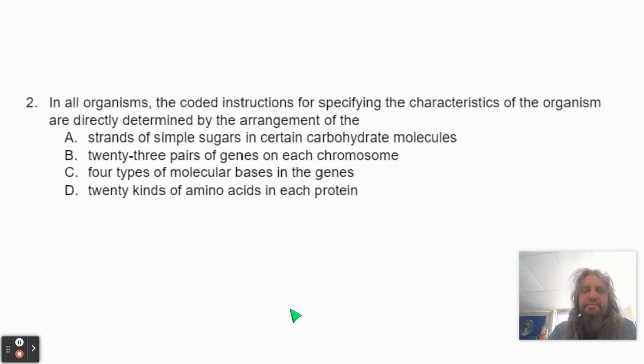Number two. In all organisms, the coded instructions for specifying the characteristics of the organism are directly determined by the A, arrangement of strands of simple sugars and certain carbohydrate molecules, B, 23 pairs of genes on each chromosome, C, 4 types of molecular bases found in the genes, D, 20 kinds of amino acids in each protein.